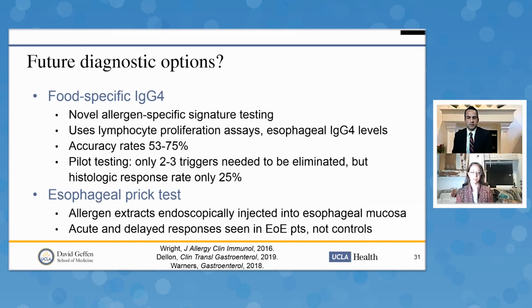There's also the concept of an esophageal prick test as opposed to a skin prick test, where allergen extracts are injected endoscopically into the esophageal mucosa. And they have found that there are acute and delayed responses seen in patients with EoE, but not with controls. So this might be something on the horizon to help better identify what food trigger or triggers might be causing a patient's EoE symptoms.